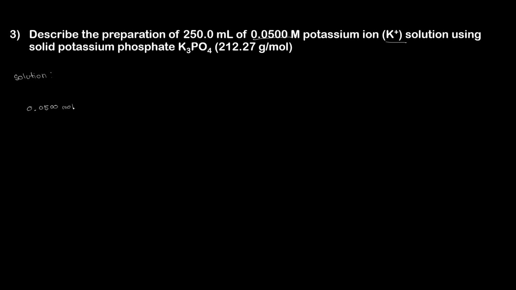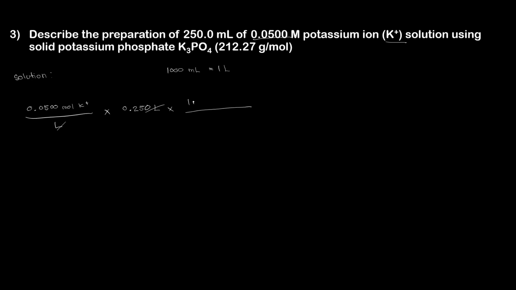So 0.0500 mole potassium ion over liter. Mole per liter is just the same as molar here. Let's use the given volume, the volume we need to prepare, which is 250 ml. And 250 ml is simply 0.250 liter. You can convert this, but I just directly converted it to liter. Just remember 1000 ml is 1 liter. Then we can cancel liters and we're left with mole potassium ion.